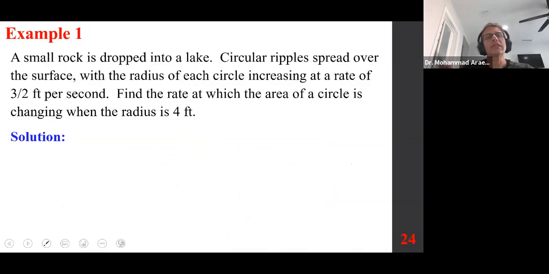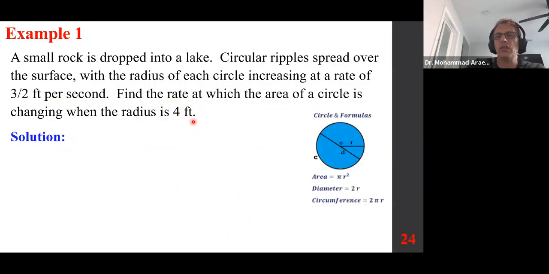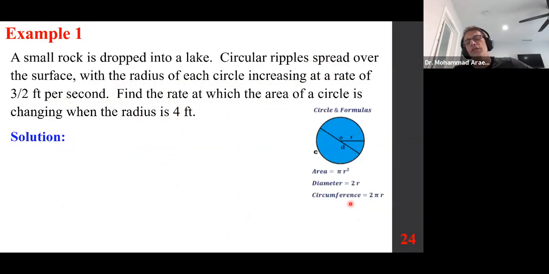A small rock is dropped into a lake. Circular ripples spread over the surface with the radius of each circle increasing at a rate of 3/2 feet per second. We want to find the rate at which the area is changing at a specific point when the radius is 4 feet. Again, we need this piece of information from geometry. Area, pi r squared. Diameter, 2 times the radius. Circumference, 2 pi r. We need the first one.